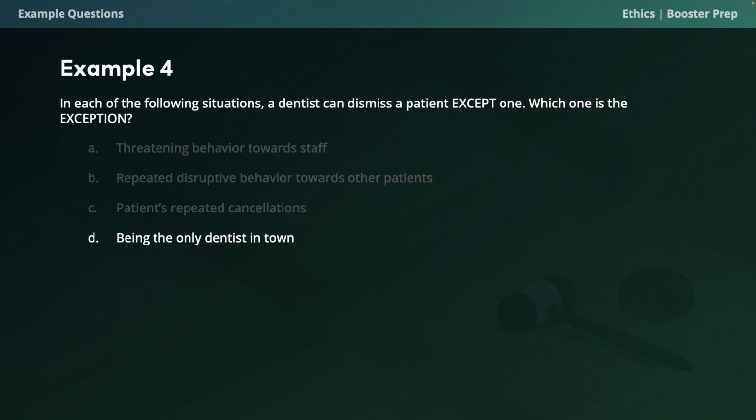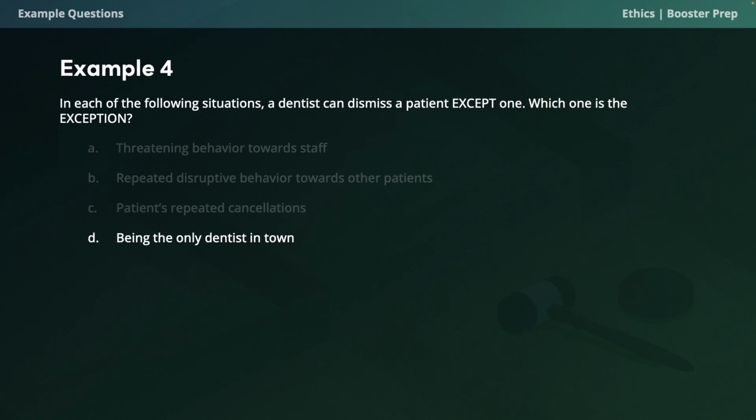Now, I think this one was pretty straightforward and hopefully pretty obvious to you, but the only time you cannot ethically dismiss a patient out of these answer choices would be being the only dentist in town. You have to give the patient opportunities to find other dental care. So if you're the only dentist in town, you wouldn't be able to just dismiss them for this reason. Let's go through the other answer choices.